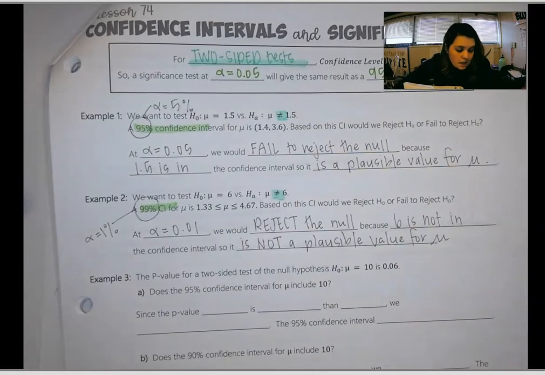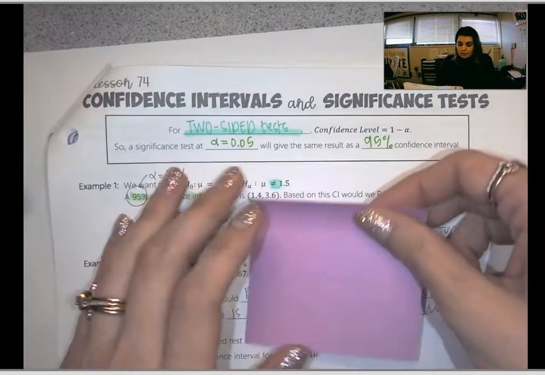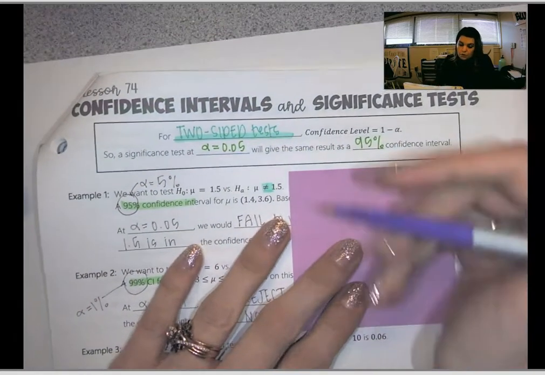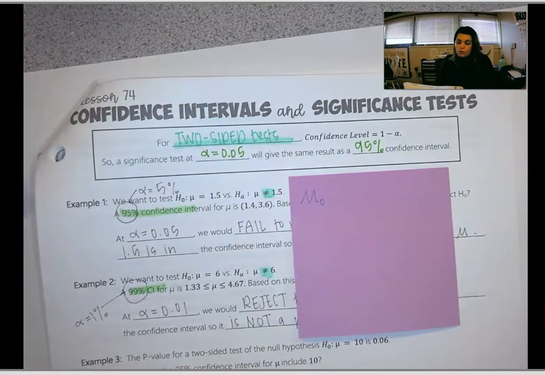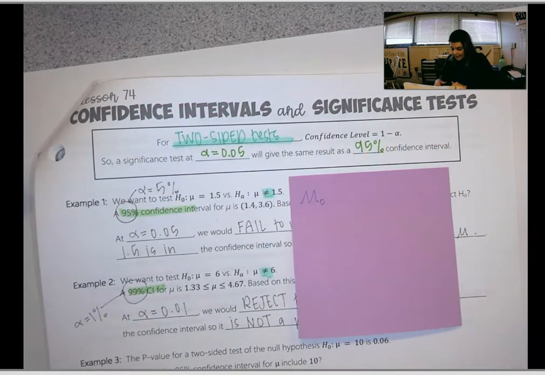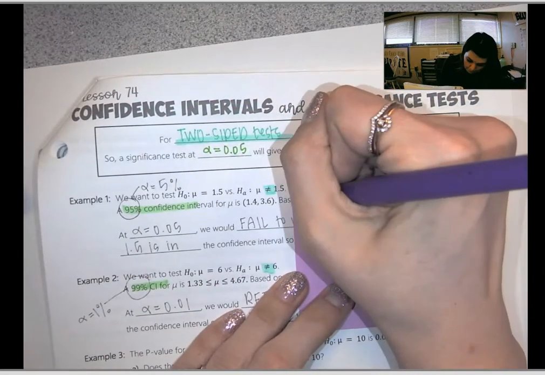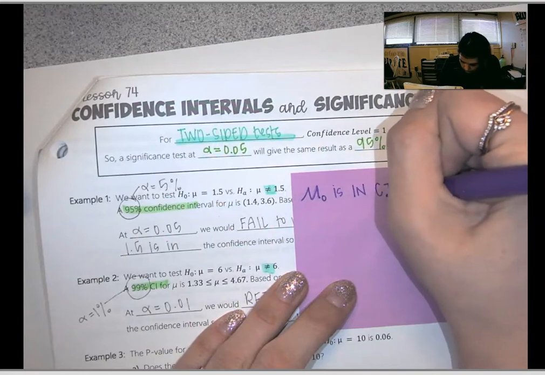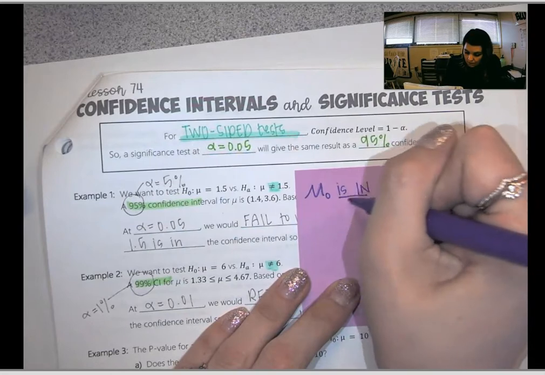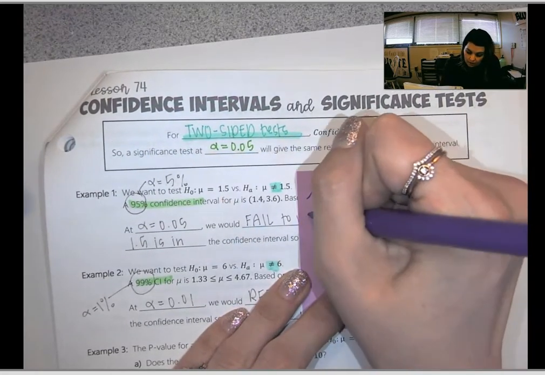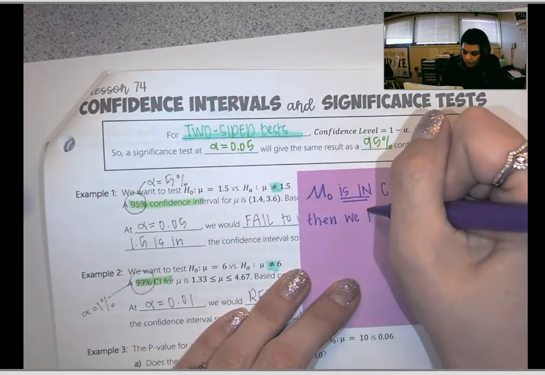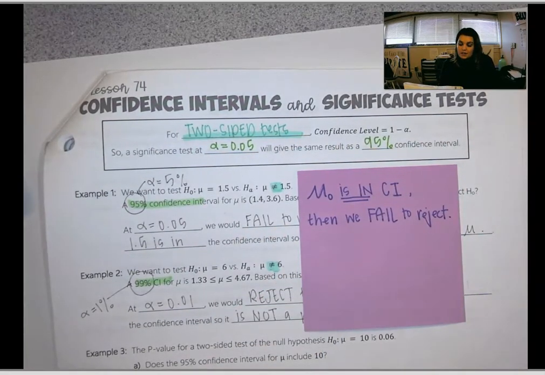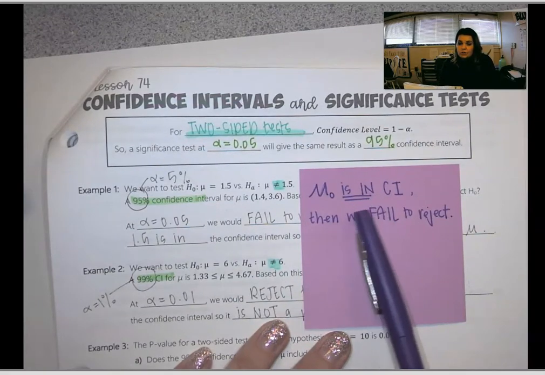So I'm going to grab a Post-it and sum this up, write down what we have discovered here. If mu sub 0, the mu from the null, is in the interval, so I'm going to say mu sub 0 is in the confidence interval, then we fail to reject. So the takeaway from this top part is, if the null value is in the confidence interval, then we fail to reject.